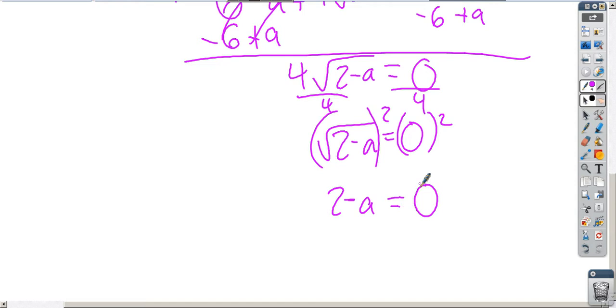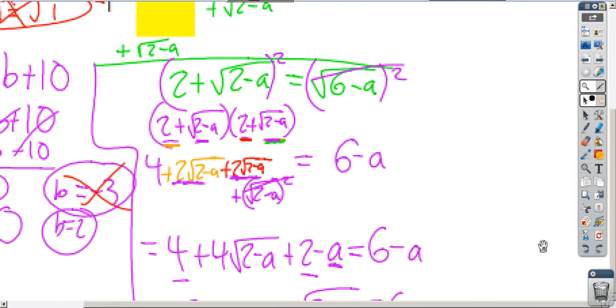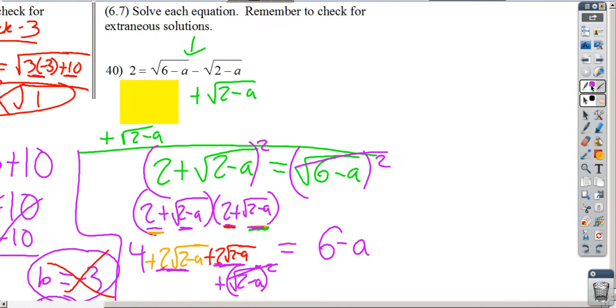So 0 squared is 0. Let's add a to both sides, and we get a is equal to 2. So let's see if that is actually a solution, because we need to check to make sure it's not extraneous. Let's plug it back in and check to see if a really equals 2.